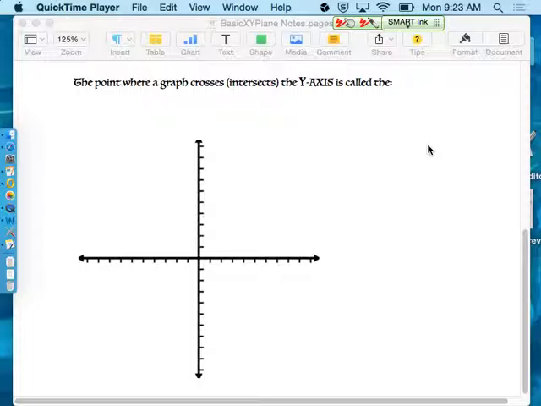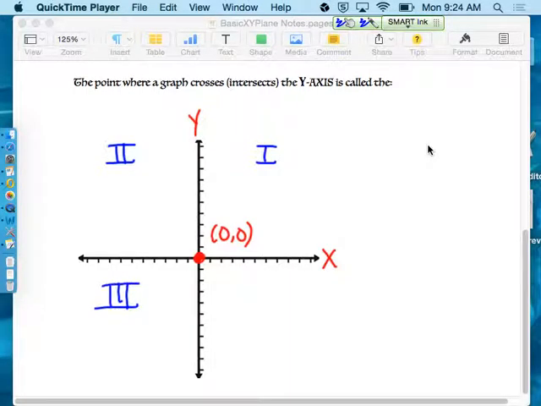So here is an XY plane. Here's the y-axis, here's the x-axis, here's the origin, point 0, 0. Quadrant number 1, using Roman numerals. Quadrant number 2, quadrant number 3, quadrant number 4.